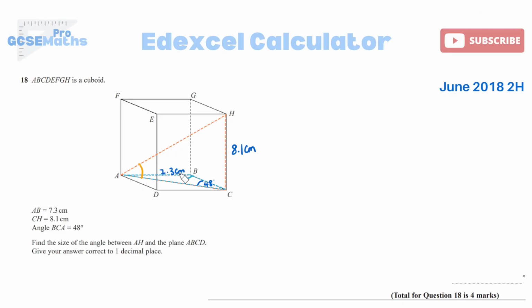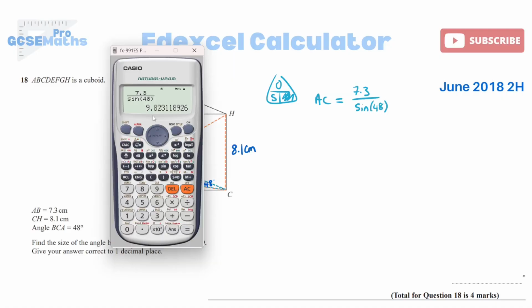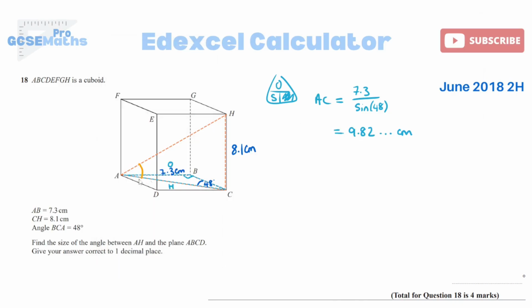If I label that, we've got the opposite, haven't we? The 7.3 is opposite the angle, and I want to know the hypotenuse. So that's obviously sin. I'm looking for the hypotenuse, so cross that out. So AC is the same as the opposite, which is 7.3, over sine of the angle, 48. So again, that gives me loads of decimals, and this is not the final answer. So I might write down 9.82, but I'm going to keep this if I can in my answer. So now I know AC, we can now focus on the orange triangle. For the orange one, I've got the opposite again, but now I've got the adjacent.